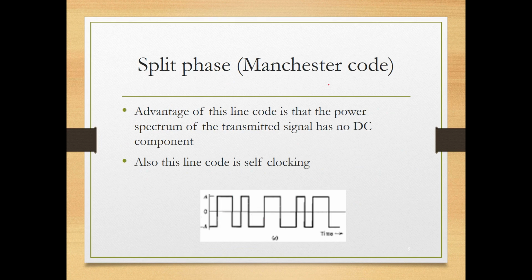After that we have Manchester code. We call it a split phase code. In this code, 0 is represented by this pulse. This is 0. You start from minus A and you go to plus A, half of the duration here and half of the duration here. You start from negative and go to positive. And if 1 comes, you start from positive and you go to negative, half of it each.